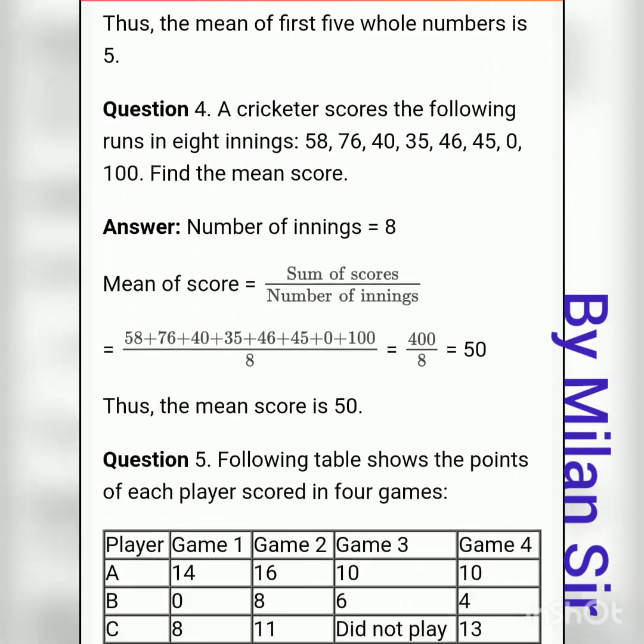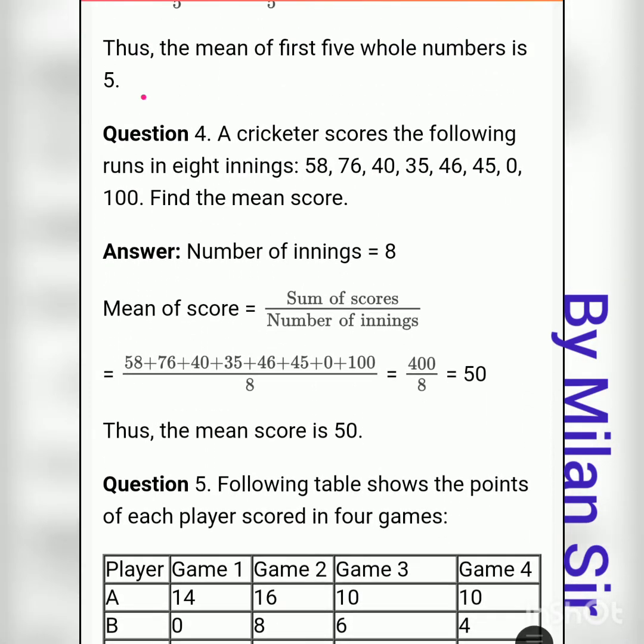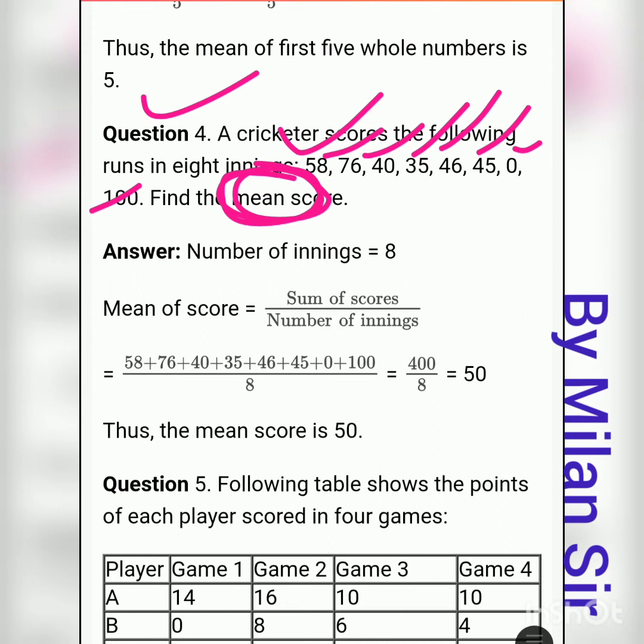After that, question number 4. A cricketer scores the following runs in 8 innings. So total 8 scores are given to you: 58, 76, 40, 35, 46, 45, 0 and 100. Find the mean score. That means here we need to find the mean.